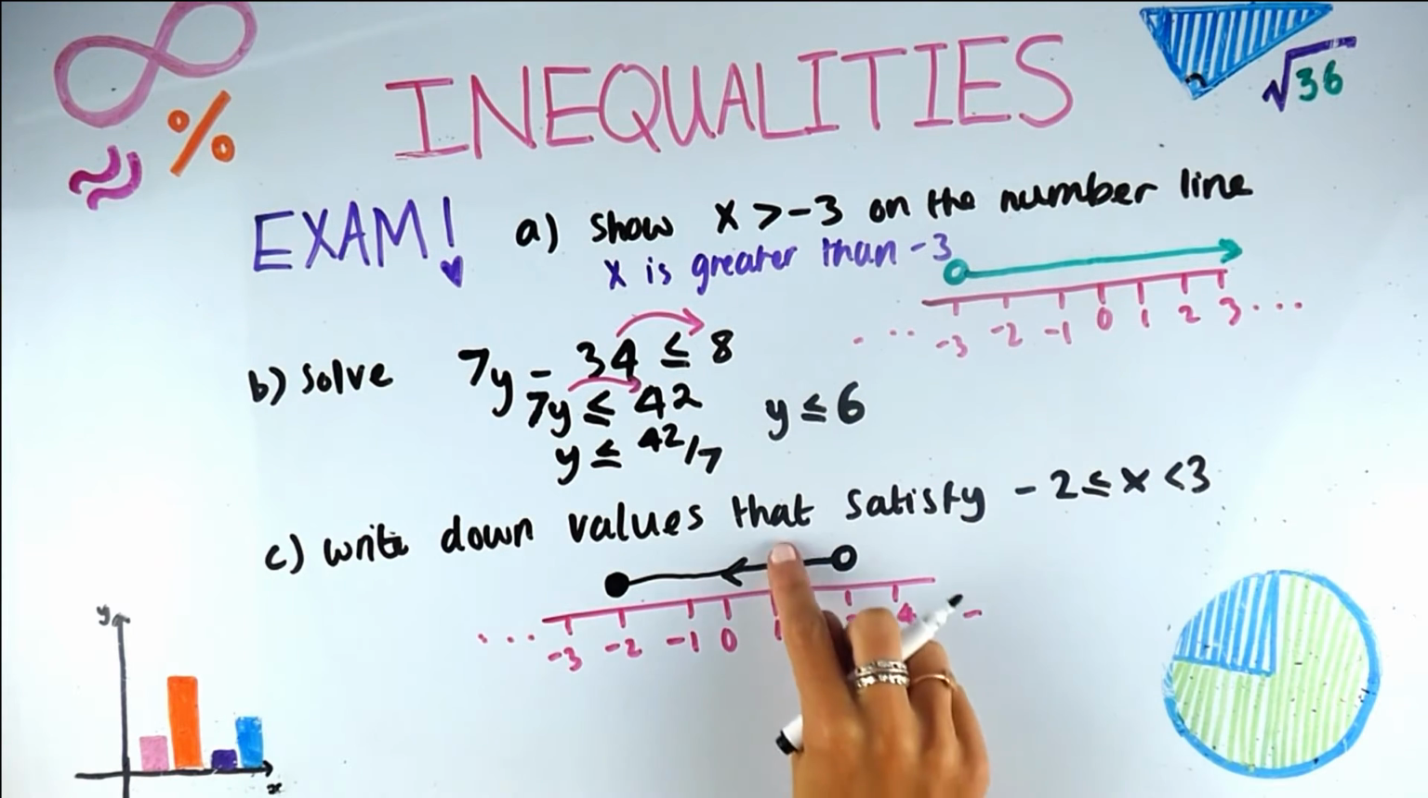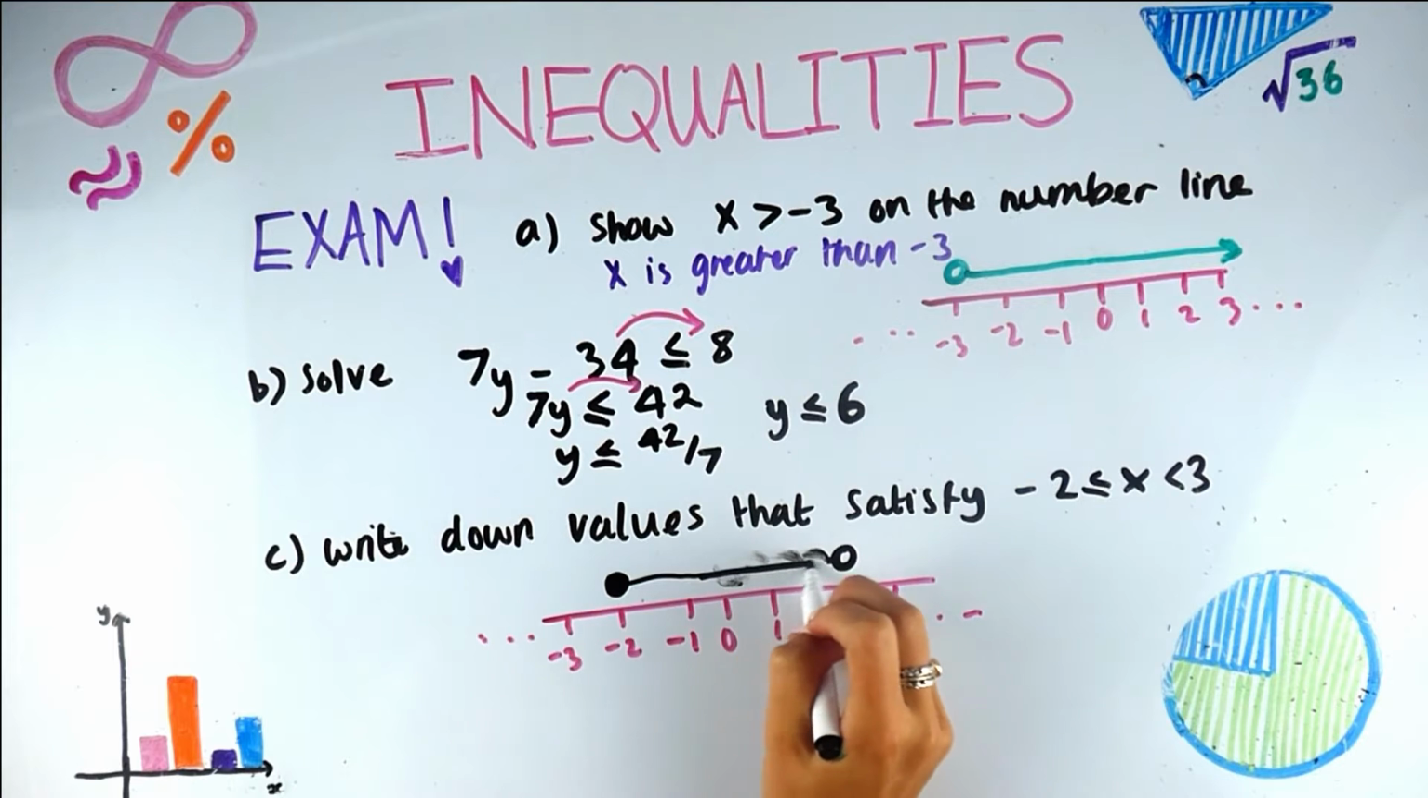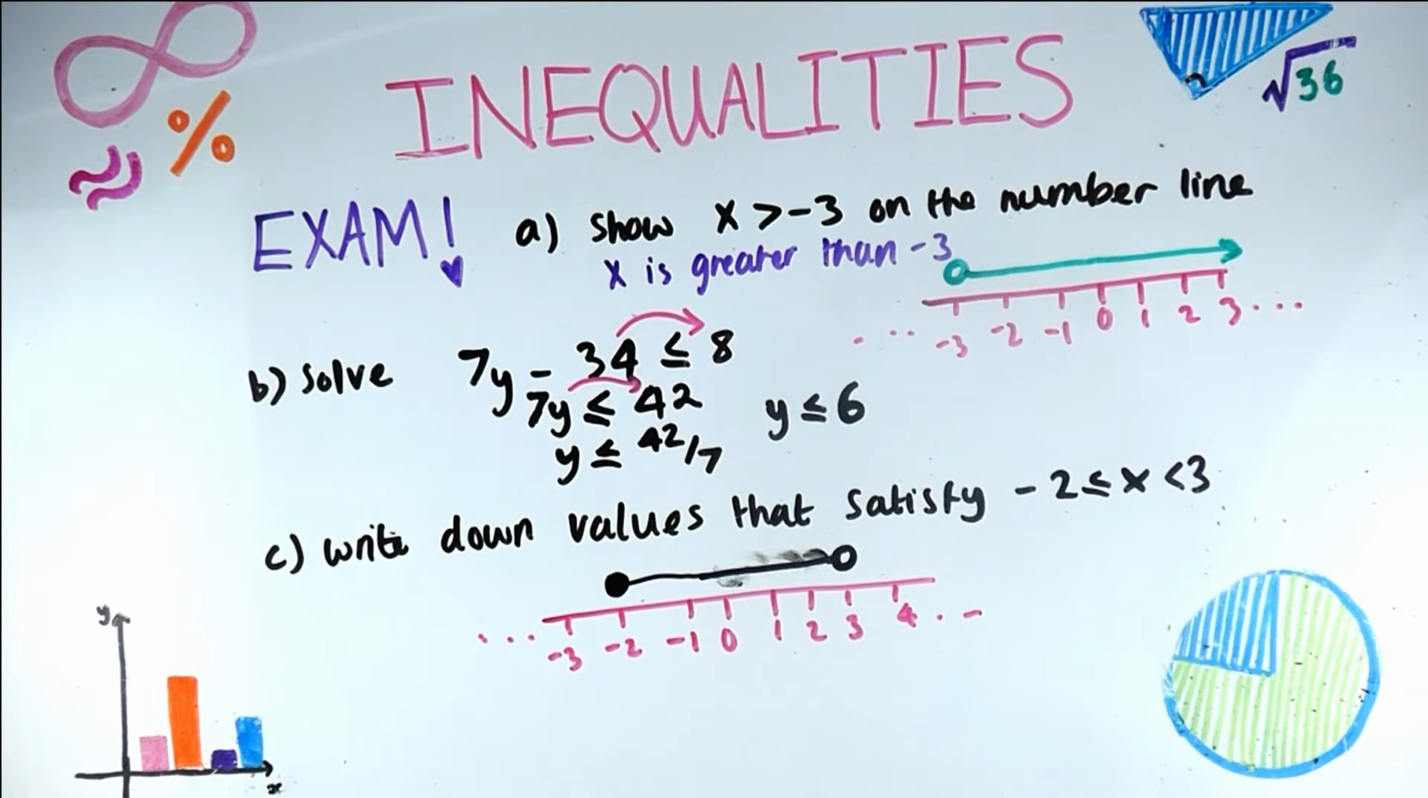Okay, so I can get rid of the arrows, I know it's just that there. But it didn't ask me that, it said write down the values that satisfy, so now I need to look at this and read off the values that satisfy.